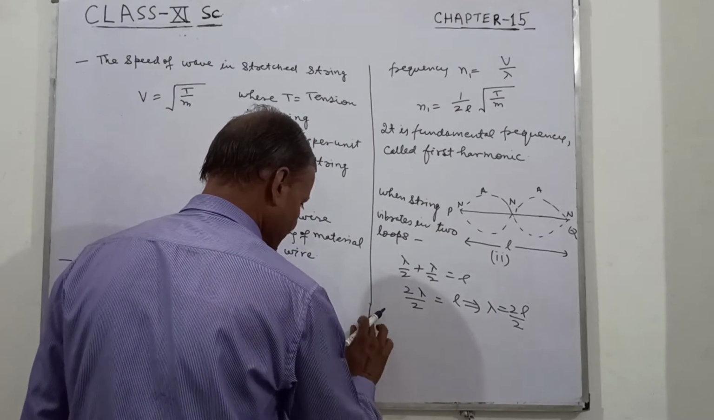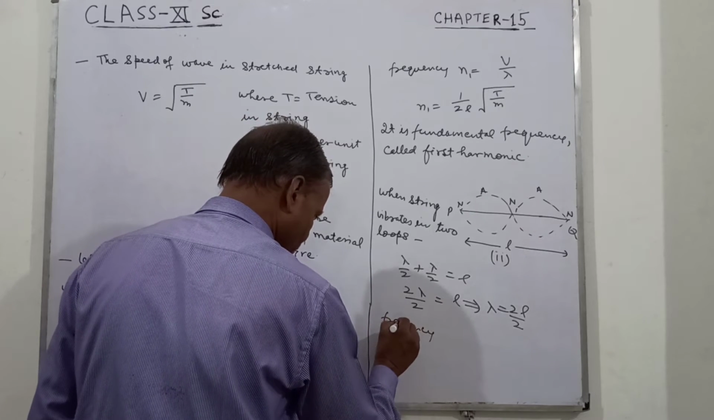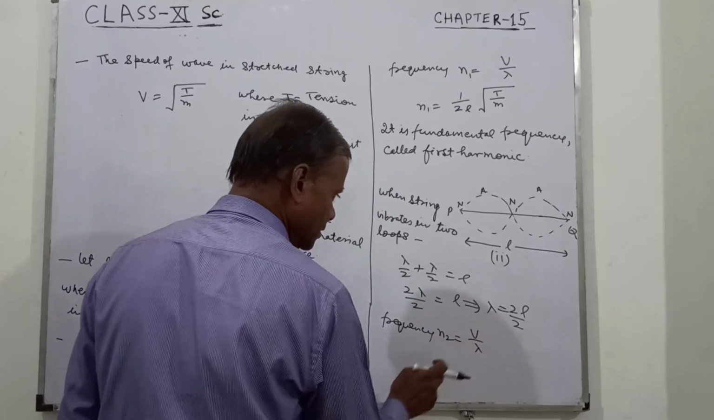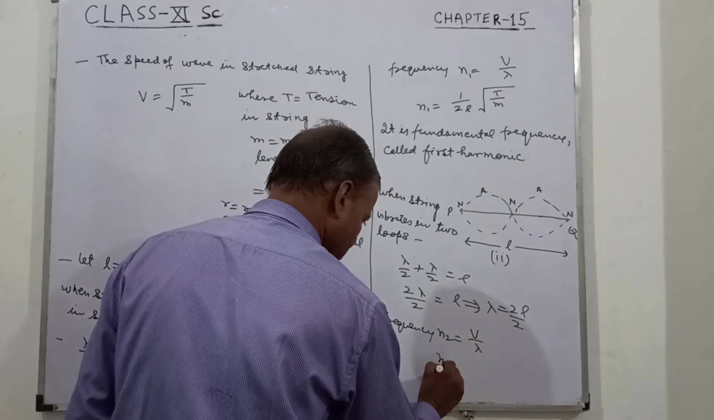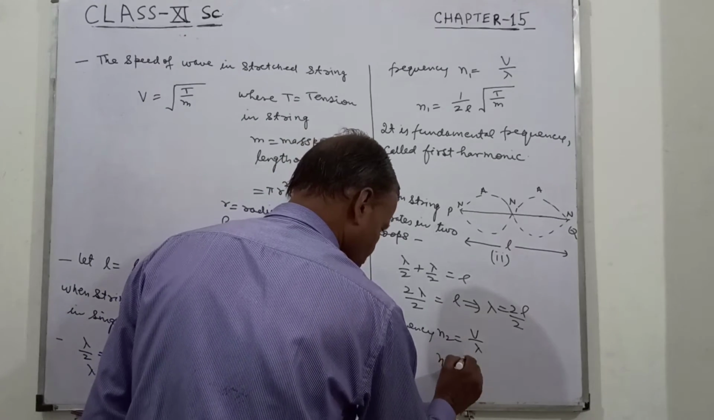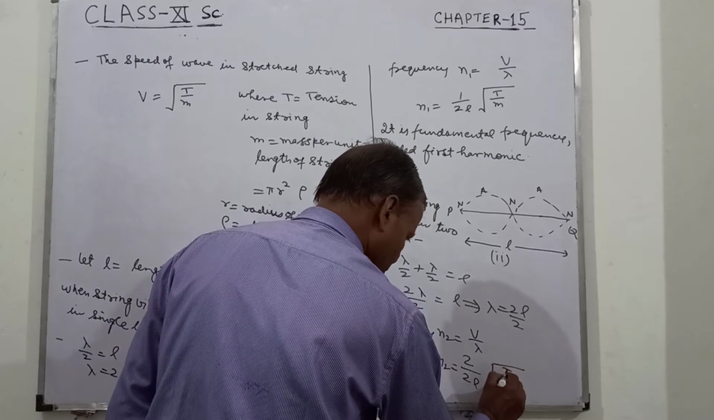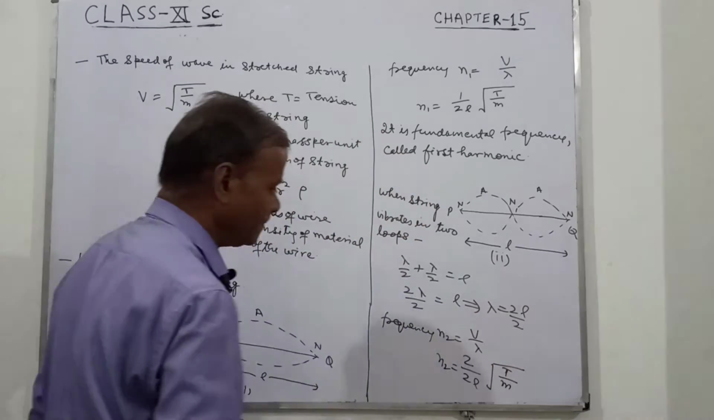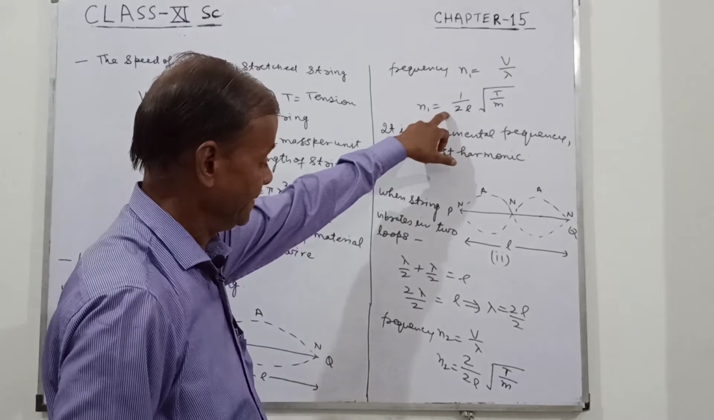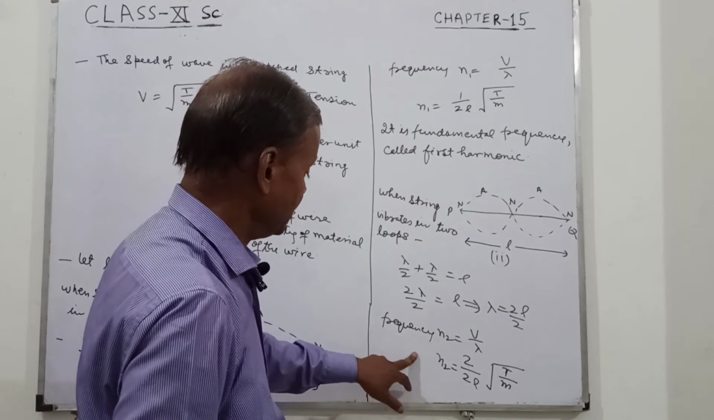So the frequency N2 equals v upon lambda. Then you put this value: N2 equals 1 upon 2L, 2 upon 2L into square root of T upon m. So you can see that this frequency is double the fundamental frequency. So this is called the second harmonic.